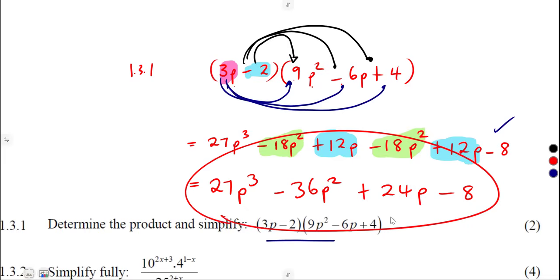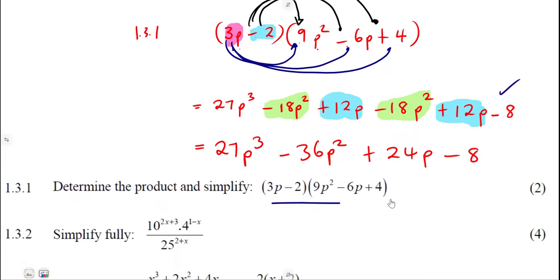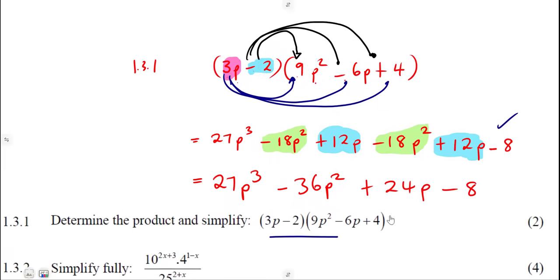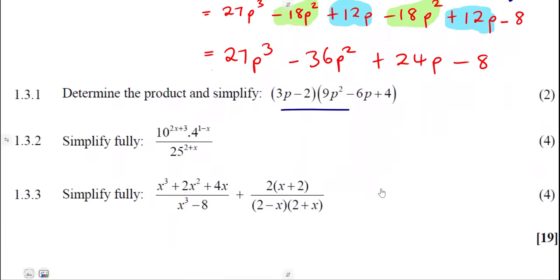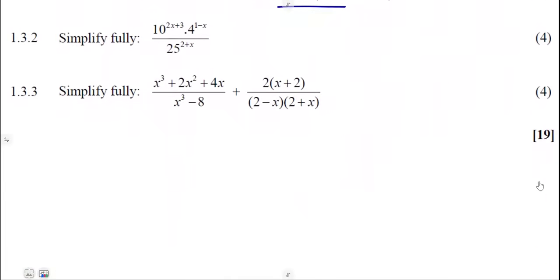You just have to collect your like terms, then simplify further. We have had questions like this previously. We dealt with such questions. It is not the first time. So just revise, guys, as many questions as you can.